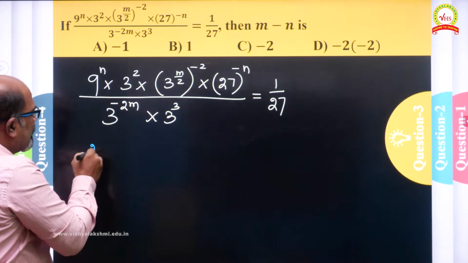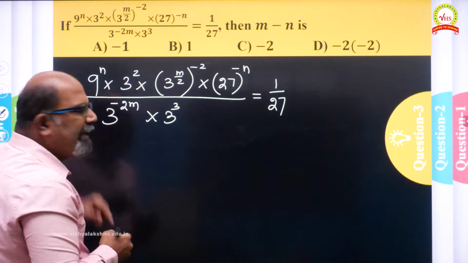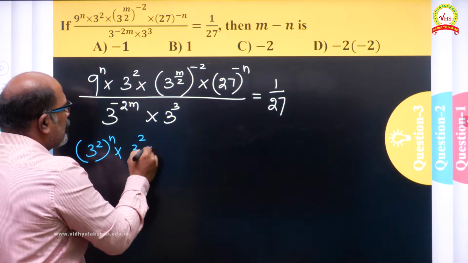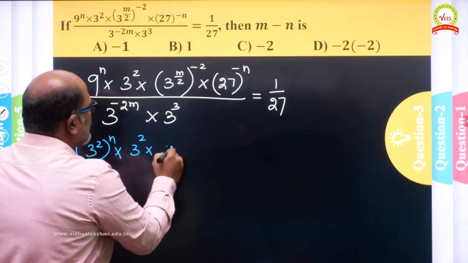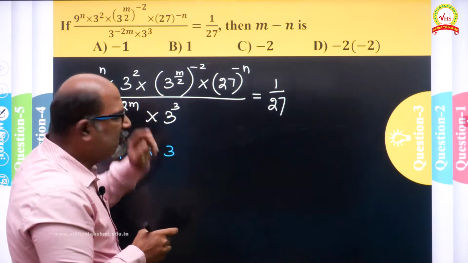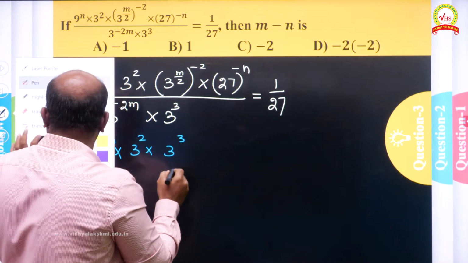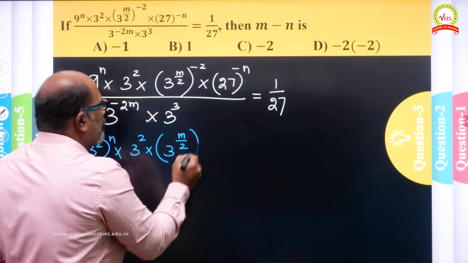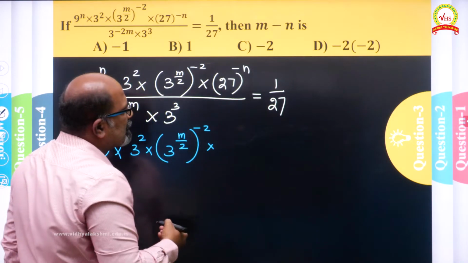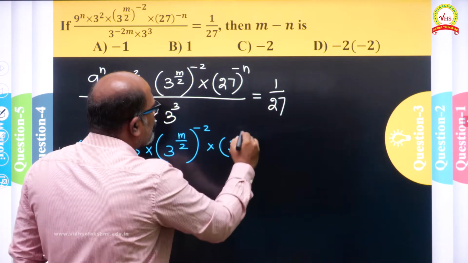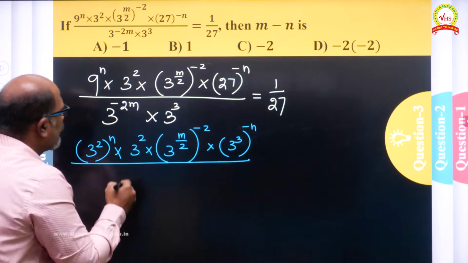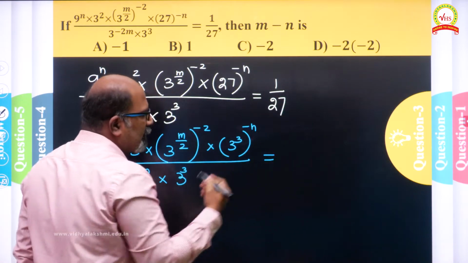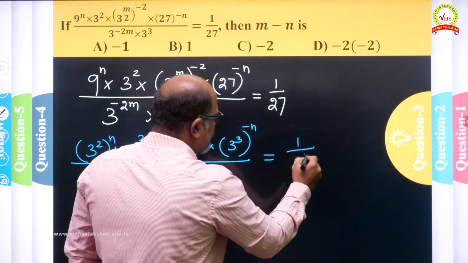This 9 I can write as (3^2)^n, multiplied by 3^2, which we already have, multiplied by 3^(m/2), which is already with base 3, the whole power minus 2, multiplied by 27, which we can write as (3^3)^(-n), the whole divided by 3^(-2m) multiplied by 3^3. And here the 1/27 I am going to write as 1/3^3.